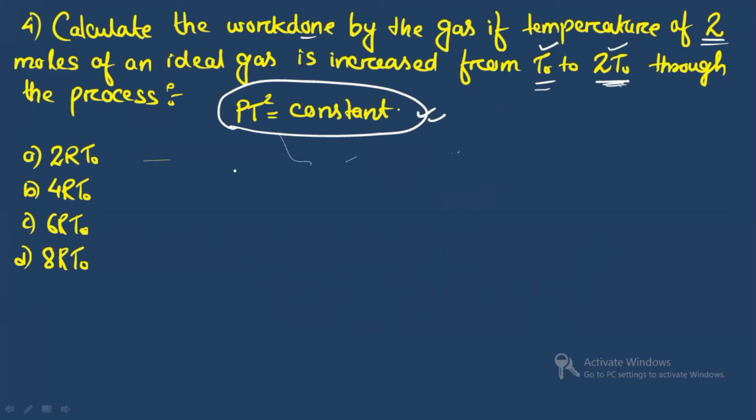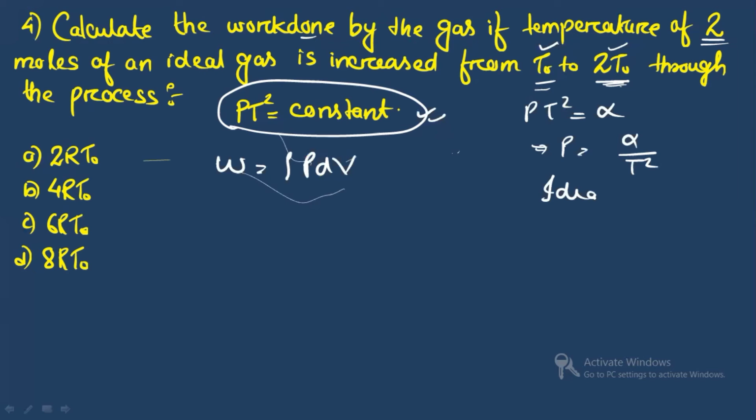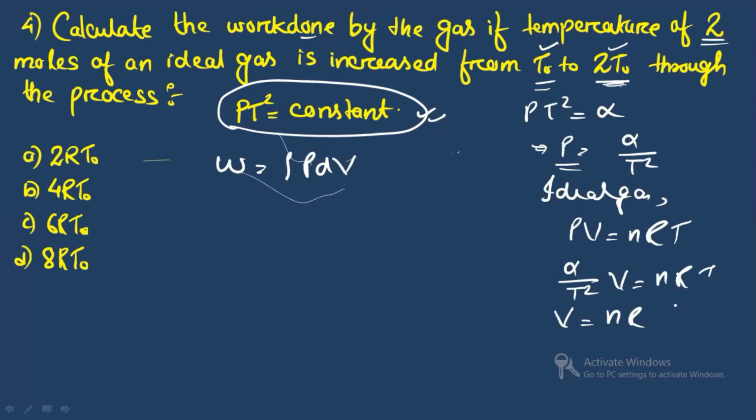All right. So we know that the work done W equals the integration of P dV. Here the process is given to you: P T square equals constant. I am considering the constant to be alpha. So pressure will be alpha by T square. Now, you are discussing an ideal gas, for which PV equals nRT. So from here, alpha by T square into V equals nRT, so V equals nRT cube by alpha.